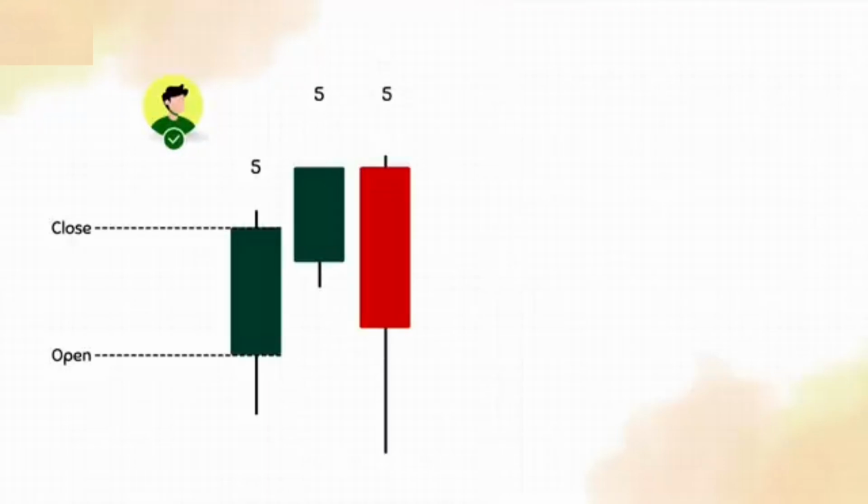Let's look at a real example. On the 5-minute Bank Nifty chart, after a period of consolidation, price breaks below the range and forms a bearish engulfing pattern. Most traders see this as confirmation that sellers have taken control and immediately enter a short position. In reality, this is one of the biggest mistakes traders make.